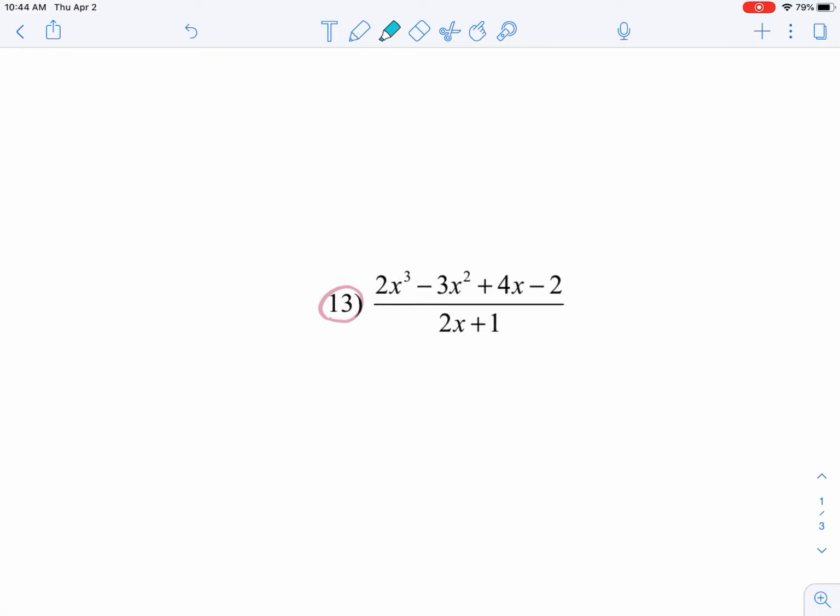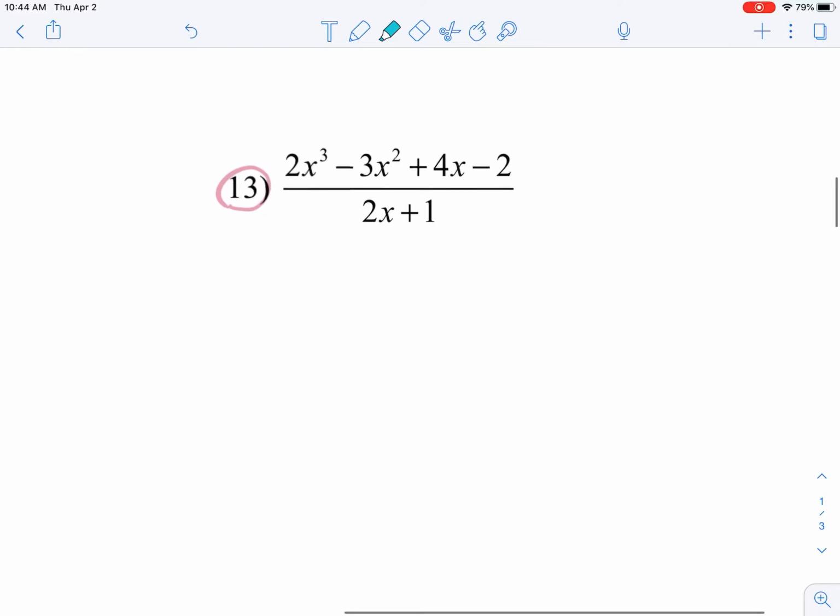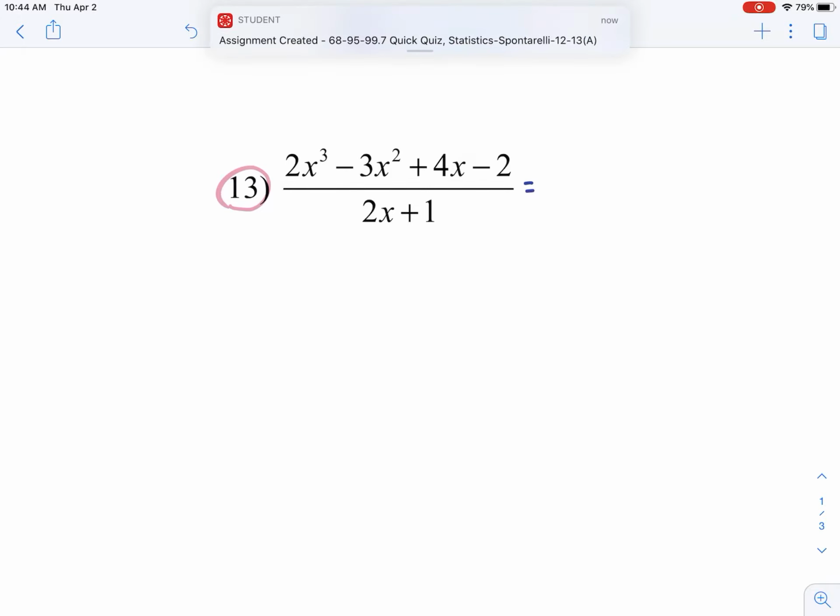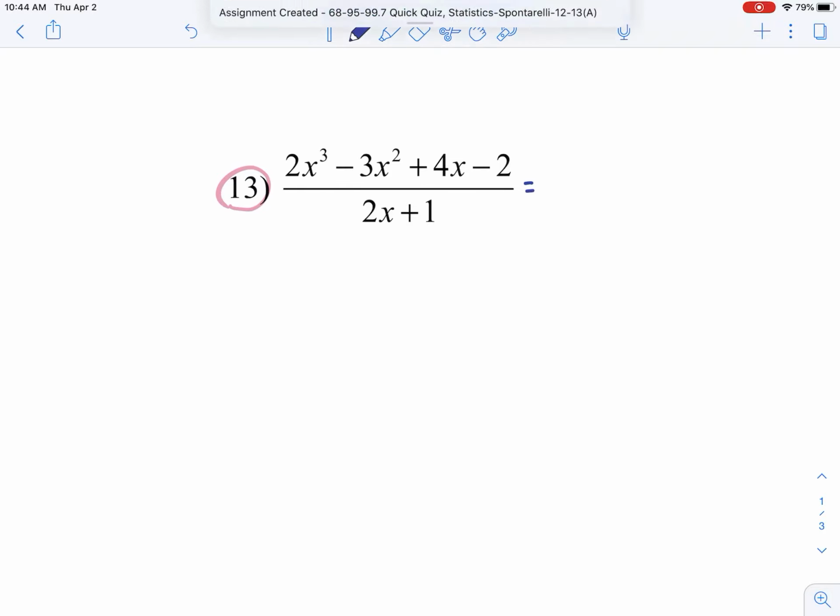Number 13. Okay, I've got a polynomial divided by a binomial, and this is good to go when my coefficient of that root is 1, dun dun dun, and it's not. So now what? Well, let's force it to be 1. If I were to divide this by 2, or if I were to, in other words, multiply it by a half, then my coefficient would be 1. So let's see here. 1/2.